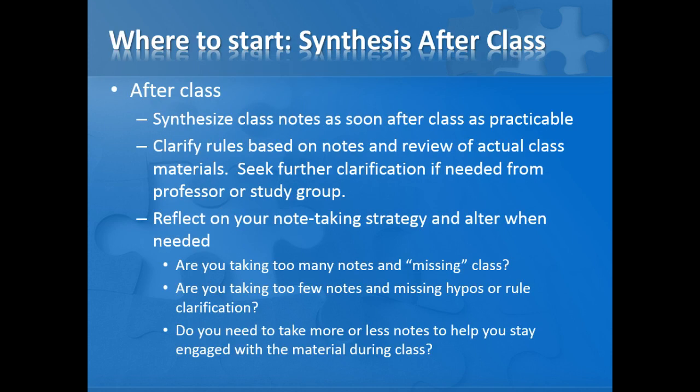So where do you start outlining? Well, at a base level, it starts after each class, that you should be at this point synthesizing your notes from class. So after class, what I'd like you to do is try and summarize the content you learned. Pull out the rules of law, make sure you have clear rules now, clarify any that you didn't have accurately stated before class, and you might need to clarify that with others in your class or with me. You should also, at this point, be making a point of reflection on how your note-taking strategy is actually working.